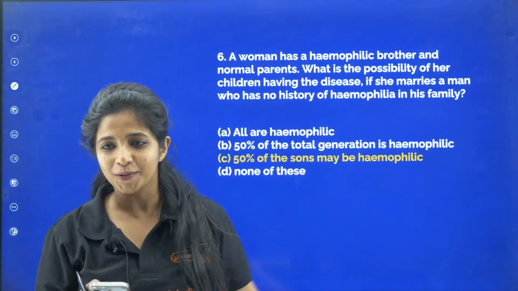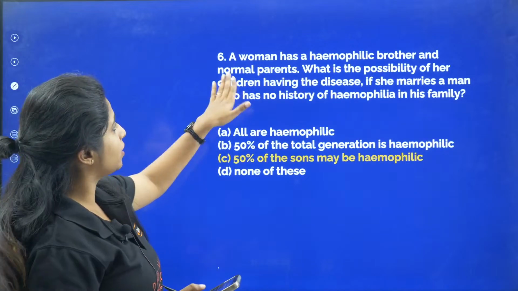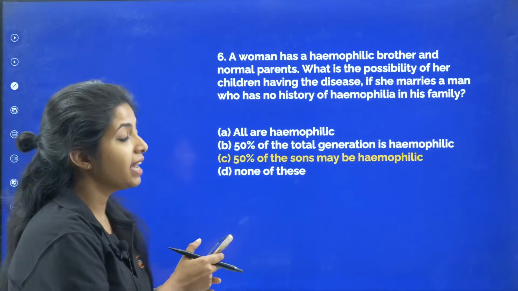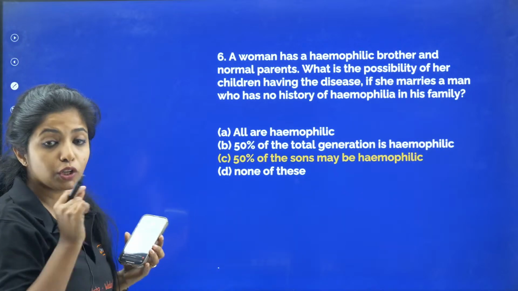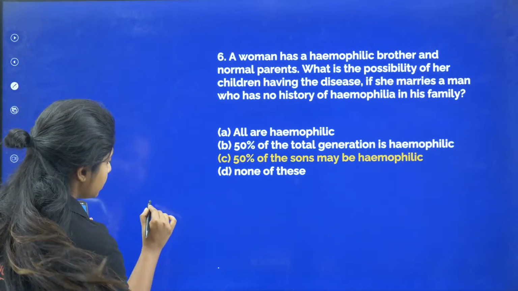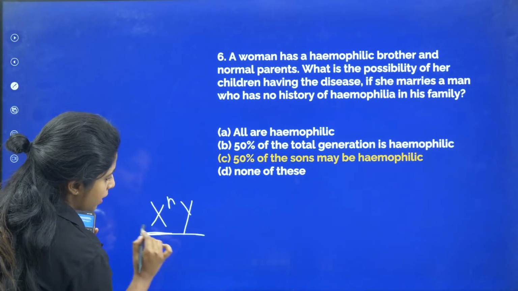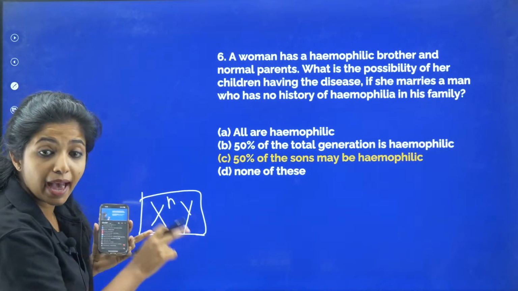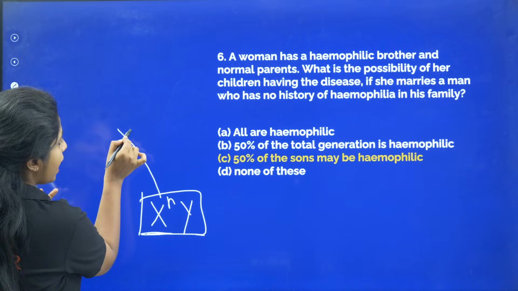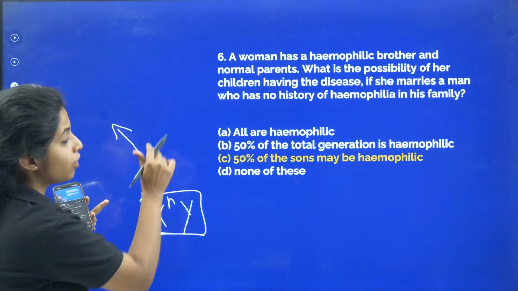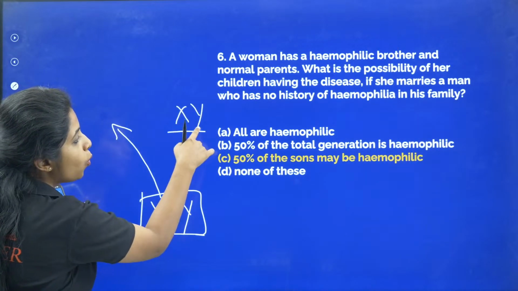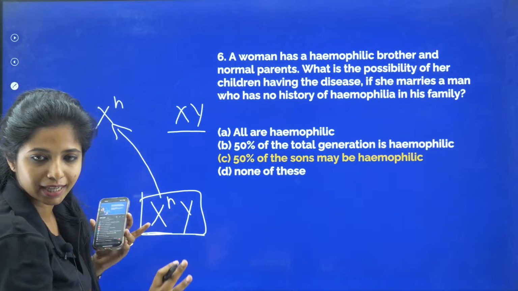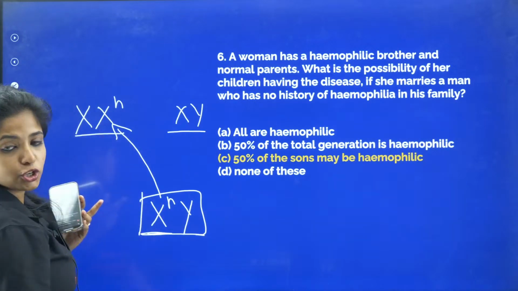Hi, hello. A woman has a hemophilic brother and normal parents. What is the possibility of her children having the disease? Whenever you say a boy is hemophilic, this condition is known as a man being hemophilic, my dear children. And if a man has to be hemophilic, it has to get this gene from the mother. From the father, it is going to get only the Y chromosome, not the X chromosome. So the mother has to be at least a carrier. Always remember that. In this condition, the mother is a carrier.